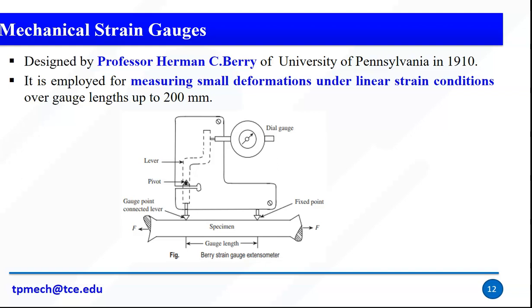As for the gauge length, I said we can't measure the entire length, so we can split it into gauge lengths, right? For the previous example, I said a 10 meter rod. I'm going to measure the strain, so I split it into 1 meter each, so 10 gauge lengths. So the gauge length is 1 meter. Here, with mechanical strain gauges, we can measure gauge lengths up to 200 mm.